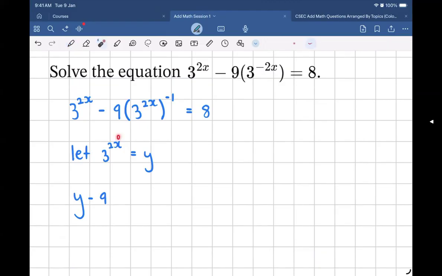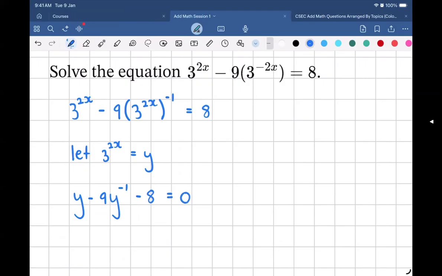So anyway, you see 3 to the x, you replace it with y, and the power of minus 1 becomes y to the power minus 1, and it equals 8. Here we kind of know that we're going to end up with a quadratic, so we should probably move everything across to one side. Let's move it across one term at a time.